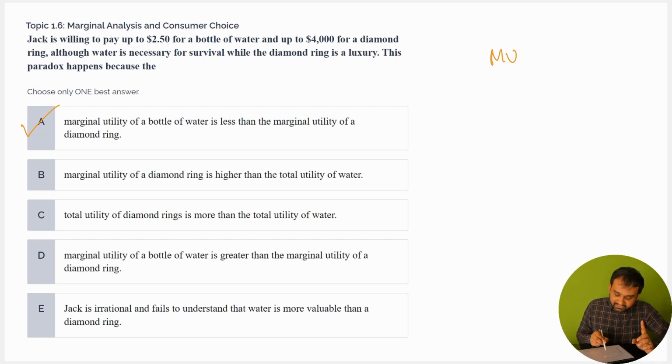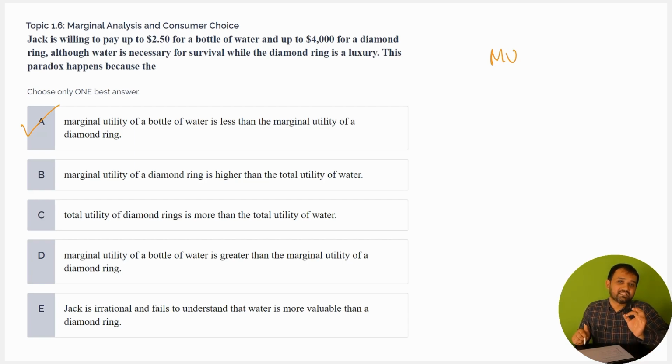Marginal utility for diamond ring is higher than the total utility of water. Total utility of water, so perhaps if you have consumed a lot of it, you add up all the marginal utilities, that is your total utility. First of all, we don't really know what the total utility of water is because we don't know how much we have consumed, what the marginal utility is. But if you put a value on your life, it's likely that total utility of water consumption has been quite high already, probably higher than your marginal utility of a diamond ring.